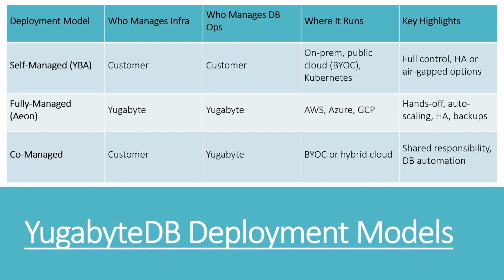In this model, customers, that is we, fully own and operate both the infrastructure and the database layer. So we deploy YugabyteDB Anywhere on our chosen platform, whether that's on premises, on public clouds, or on Kubernetes clusters. You can deploy anywhere. The main advantage with this deployment type is complete control. We can decide the topology, security configurations, upgrade schedules, and integration with our existing monitoring tools, to name a few.